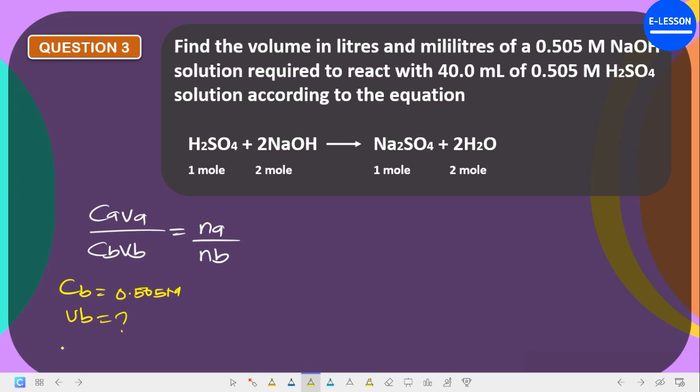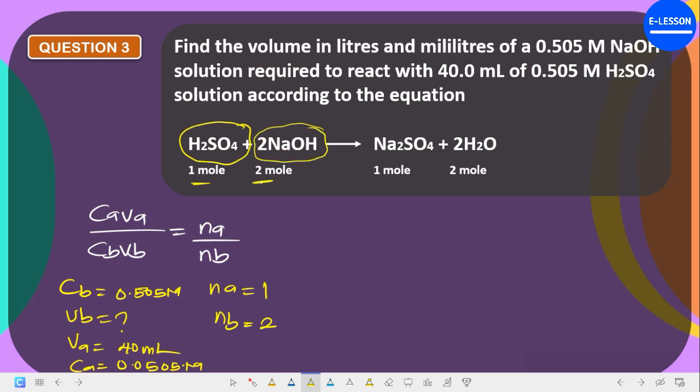Required to react with 40, it means that our Va was given, which is 40 what? Milliliter, and Ca concentration is also 0.0505 mole. Now our Na, for the acid, is 1, and our Nb, for the base, is 2. Now this is the acid, H2SO4, is 1 mole here. This is the base, sodium hydroxide, is 2 mole here. That is why Na is 1 and Nb is what? 2. Now substituting into this equation, what are you now going to have?